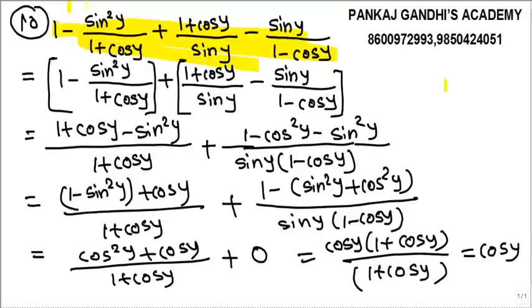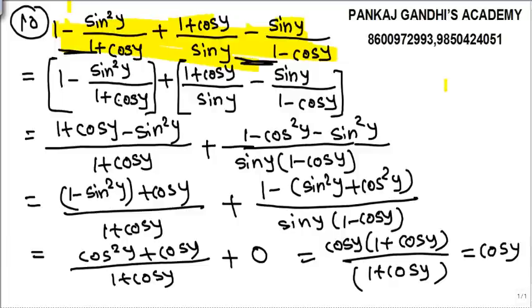Question number 10. Here we have to find the value of this expression: (1 minus sin square y) upon (1 plus cos y), plus (sin y) upon (1 minus cos y). See, if we solve directly, we cannot put any values or solve it further. So what we will do? We will first rearrange these two functions and these two.